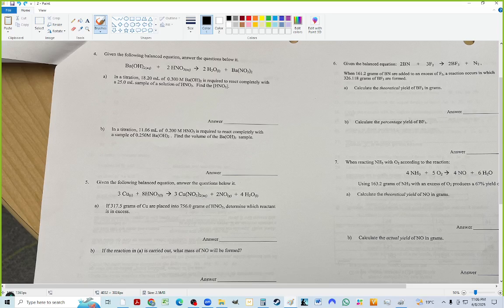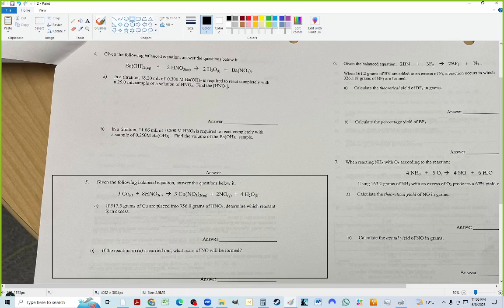Okay. I want to do one of these just to see if you know how to do them. Oh boy, these are the tough ones, by the way, down here. Students always have trouble with the words in excess or limited. But I want to do this.